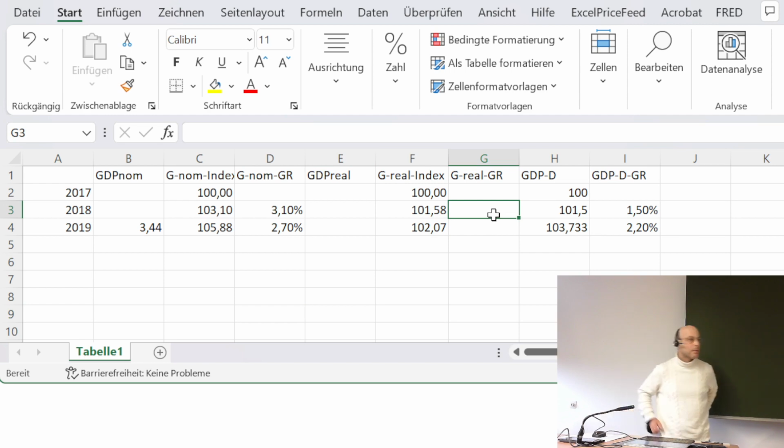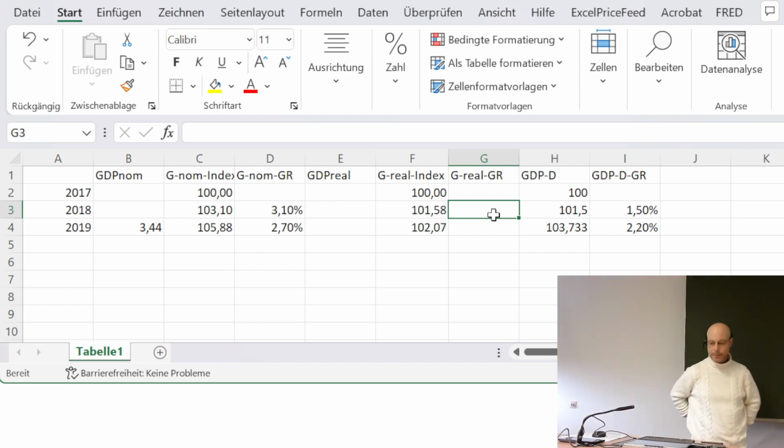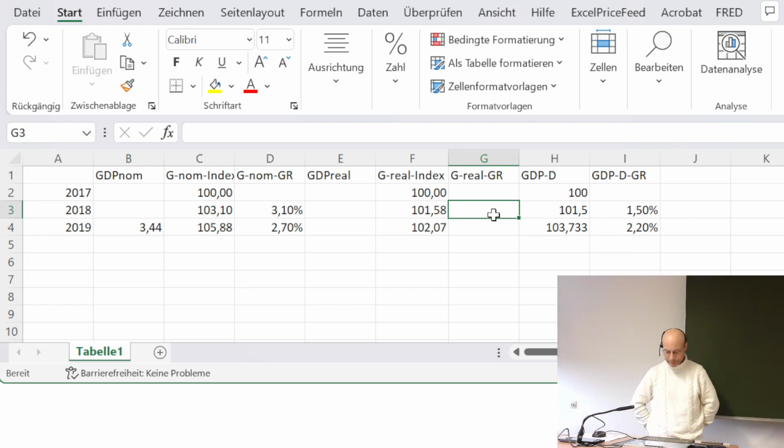Now I want to have the growth rate. Yes, definitely. And how did you calculate this?